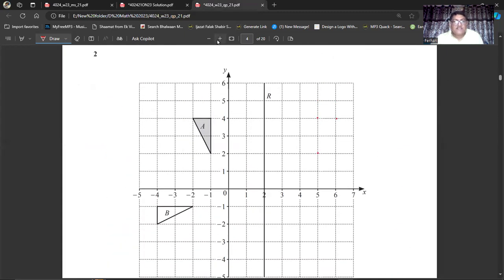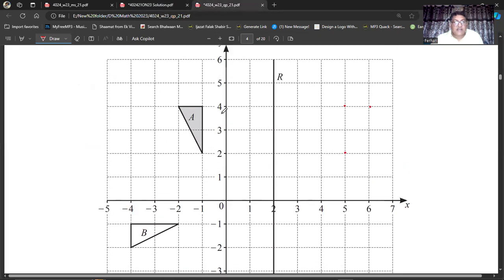So if you look at triangle A and triangle B carefully, suppose this triangle is like this, now it has become like this. You can clearly see that the orientation of the triangle has changed. You can use a set square. I don't have a set square right now, otherwise I would place the set square on A and then rotate it, and it will exactly match B.